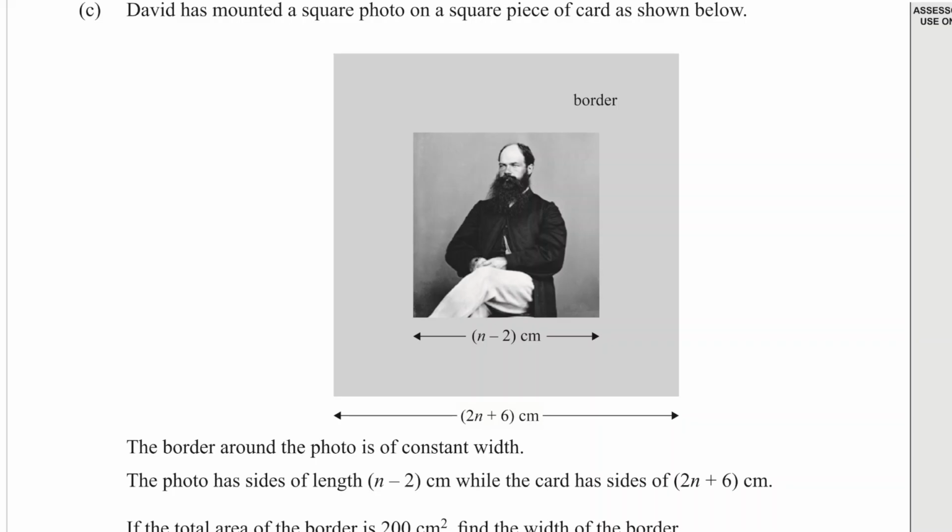Classic David. He's mounting a square photo on the piece of card shown below. Not too sure what he's doing with it. Maybe it's a gift for his favorite maths teacher. Maybe it's going in his room. Who knows? But here we are.